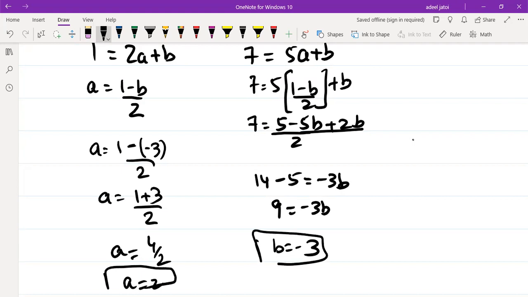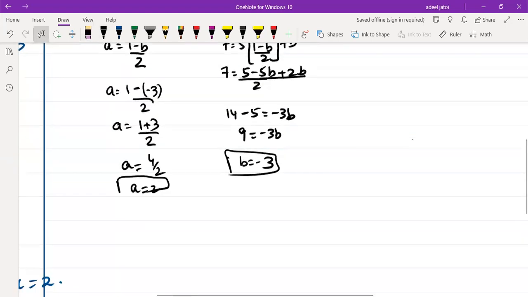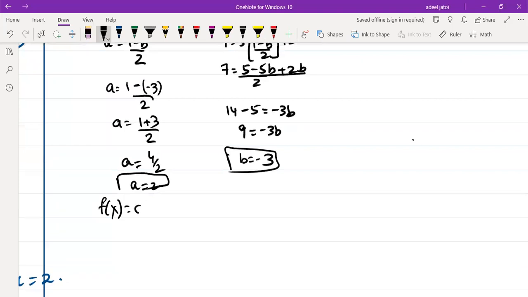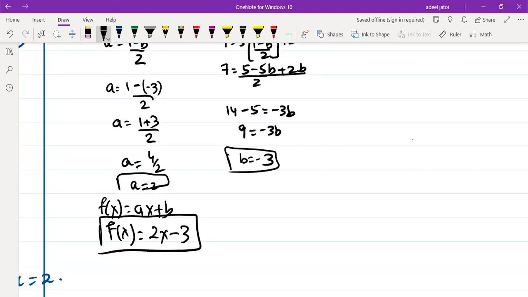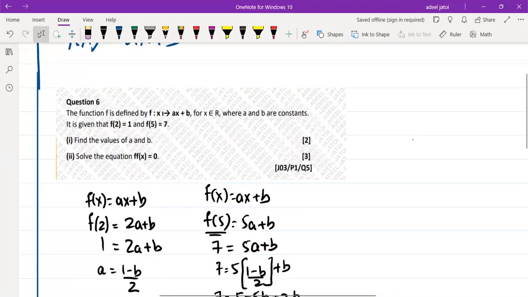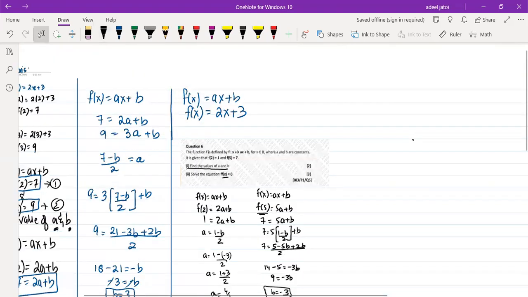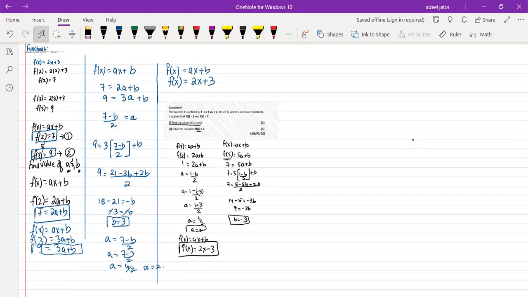So the two values are: f(x) is equal to ax plus b, so f(x) is equal to 2x minus 3. So this will be the answer to the question for part 1, when finding the values of a and b. Then we have composite functions.